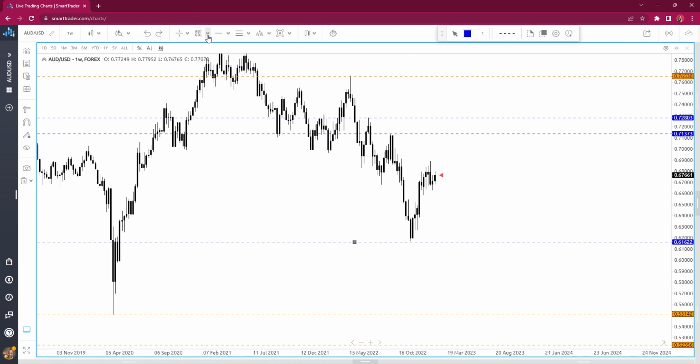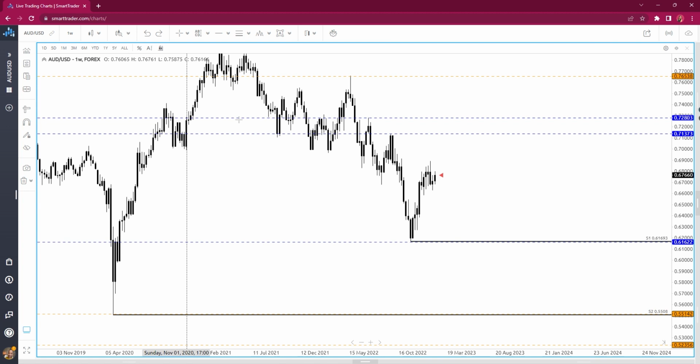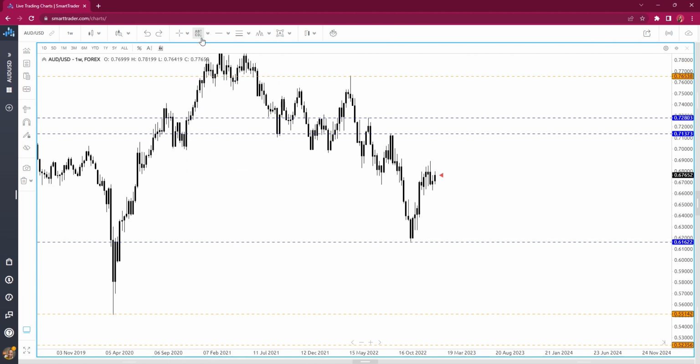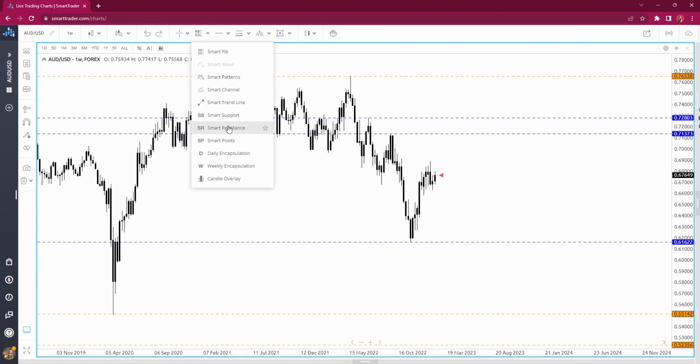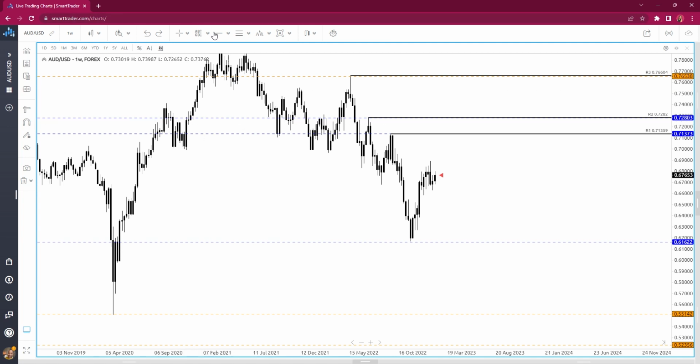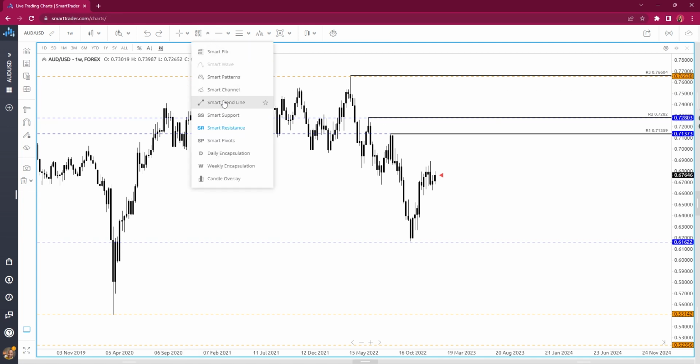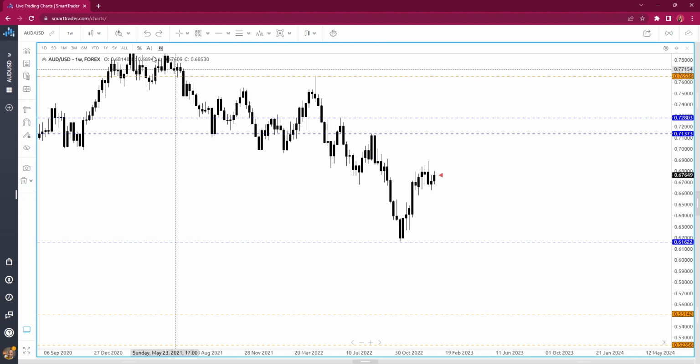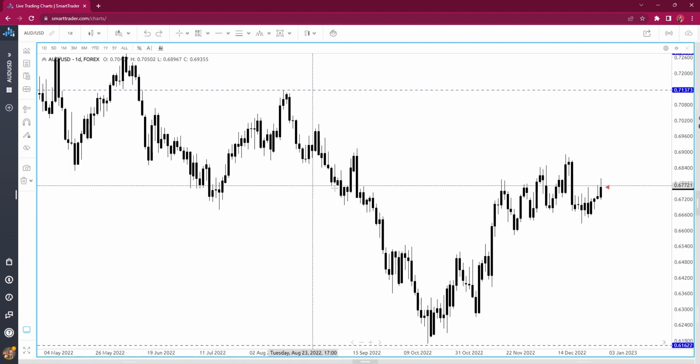So I want to double check it. Go to my Smart Toolbox, Smart Support. We're covered. Got them. Smart Resistance. Got them. So we're good, right? So I'm going to turn this off. And now we're going to go down to the daily, looking for the same thing.